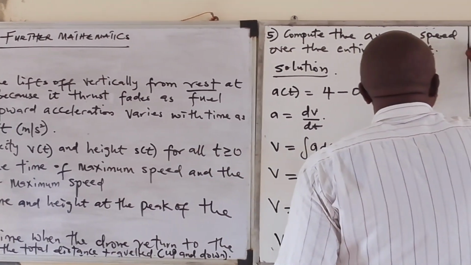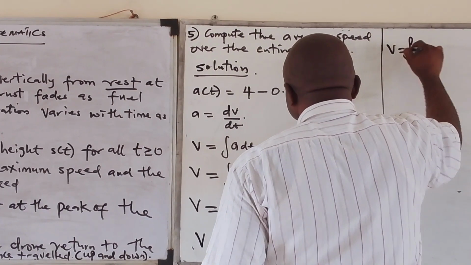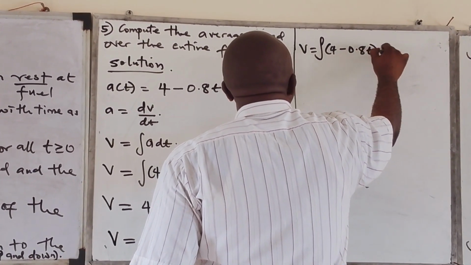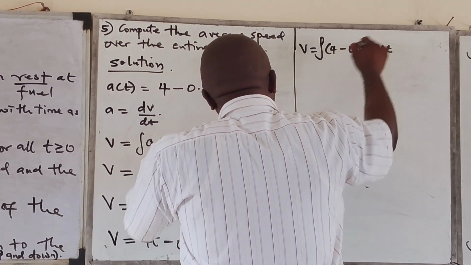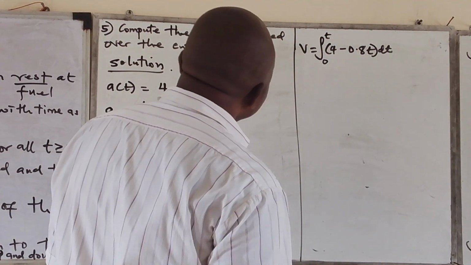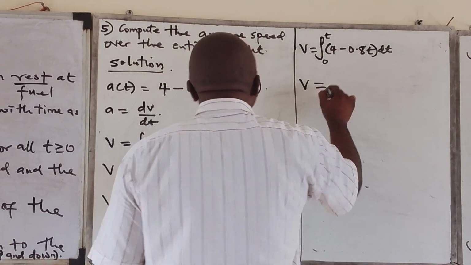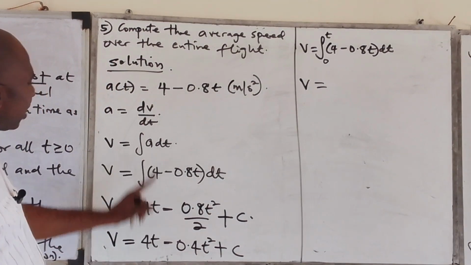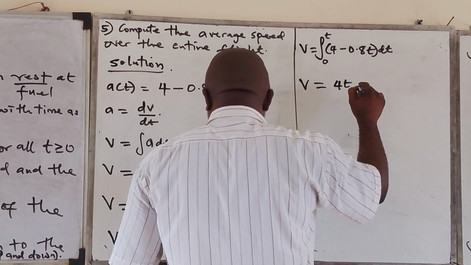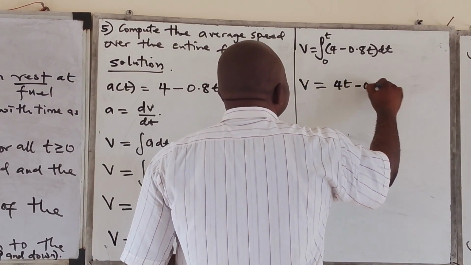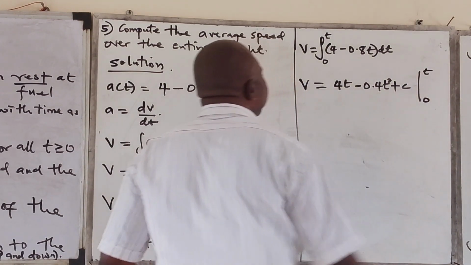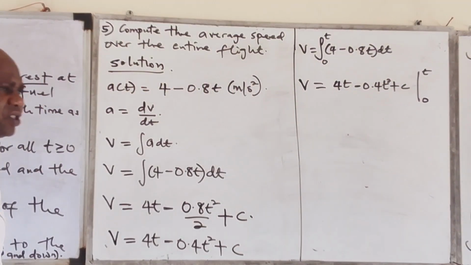Since the body starts from rest, our v will be equal to the integral of 4 minus 0.8t with respect to t, from 0 to t. Now we integrated the value of a and got 4t minus 0.4t squared plus c, evaluated between t and 0. Now this is actually a definite integral.